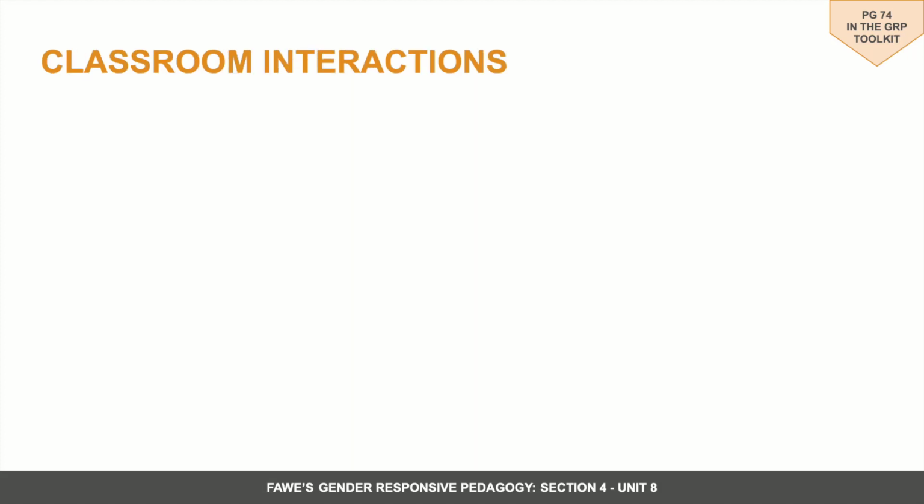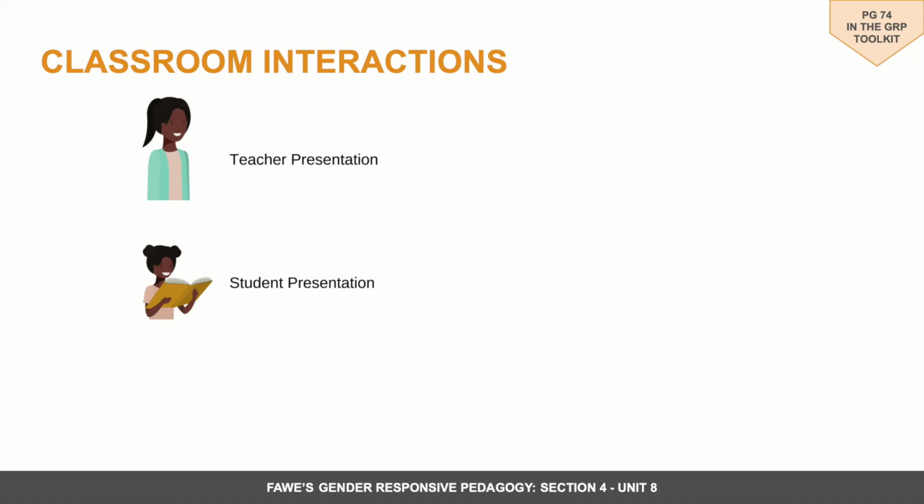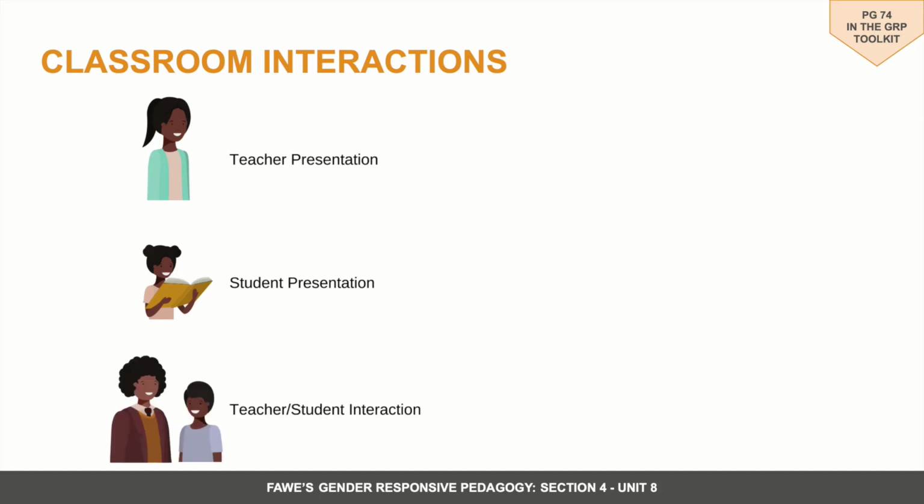Many dynamics in classroom interactions have an impact on teaching and learning processes. They include teacher presentation. For example, is the teacher unkempt or uninterested, or is the teacher dressed professionally, engaged, and approachable? Student presentation refers to how the student comports him or herself. Teacher-student interaction refers to how teachers recognize and support students' individuality, strengths, and challenges.